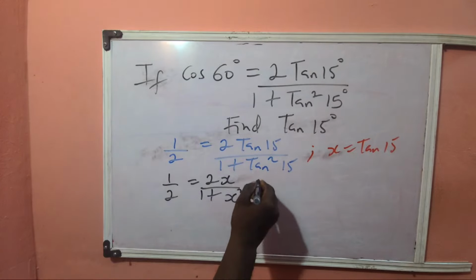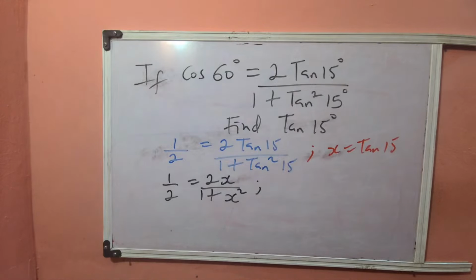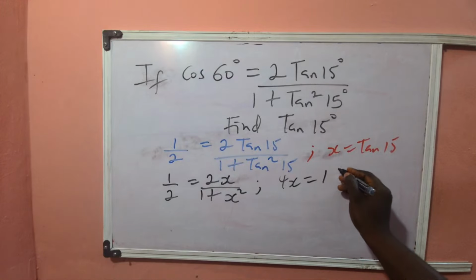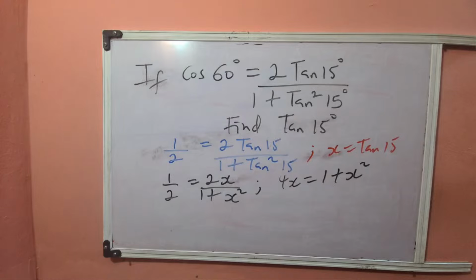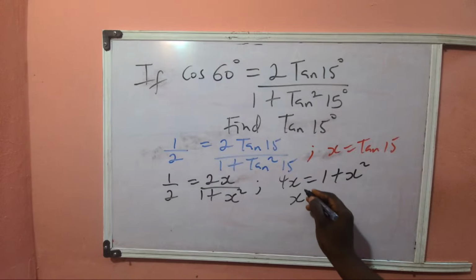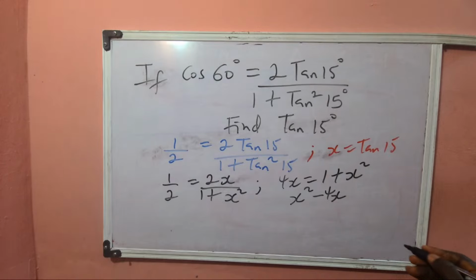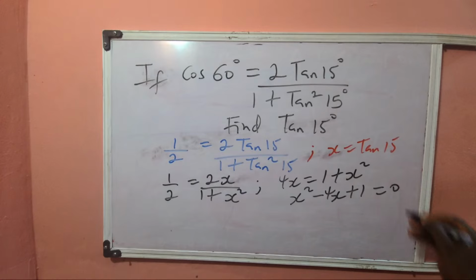So I'm sure you know what I need to do next. I need to cross multiply. I'll be having 4x equals 1 plus x squared. I'm sure we all agree with that answer. And I can rewrite this easily as x squared minus 4x plus 1 equals 0. Now, looking at this, it is x squared minus 4x plus 1.